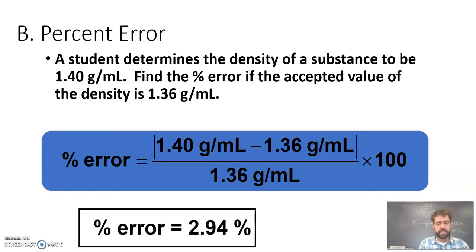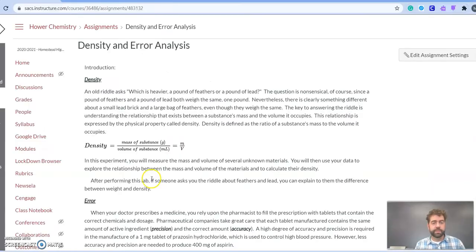Well, you would get a percent error of 2.94, which is amazing. That's a great percent error. It's a really good percent error, actually, because it's a very small number. That means you were just a little bit off. And that means you probably made some great measurements, and you did some great calculations, and you had good rounding.